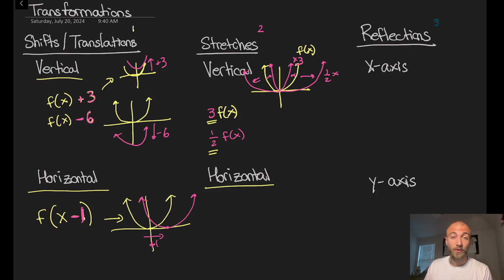Maybe you've guessed it, but the horizontal one literally works in the exact opposite direction. So let's say I have that exact same f of x function that looks kind of parabolic.